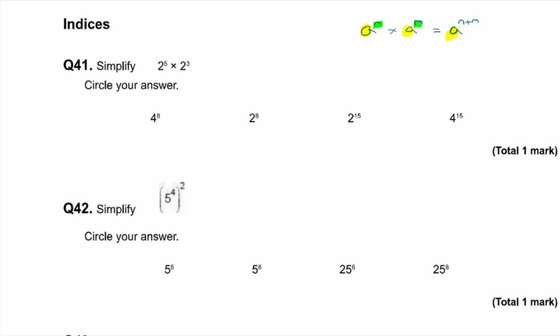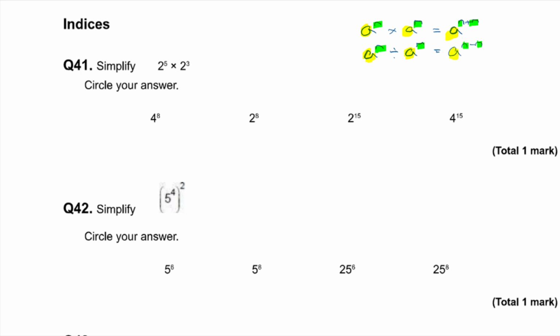Okay? Then we've got one for dividing as well. So if I've got a to the n and I divide it by a to the m, then I've got the same bases, so I'm going to subtract these indices. So n take away m is going to be the solution to that one. So that's a to the n minus m.